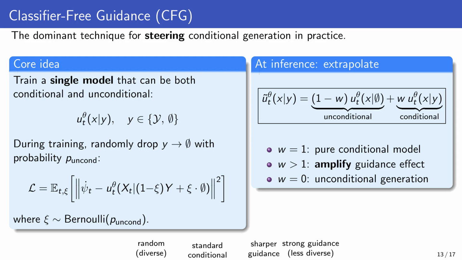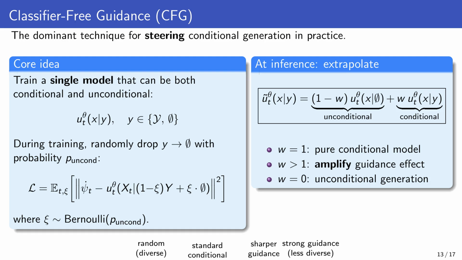Classifier-free guidance, or CFG, is the practical trick that makes conditional generation work well in large-scale systems. It is used in virtually every modern text-to-image model, including Stable Diffusion 3, FLUX, and MovieGen. The idea comes from a Bayesian decomposition. By Bayes' rule, the conditional score, which is the gradient of log pt given y, can be written as the unconditional score plus the gradient of a classifier that predicts y from x.